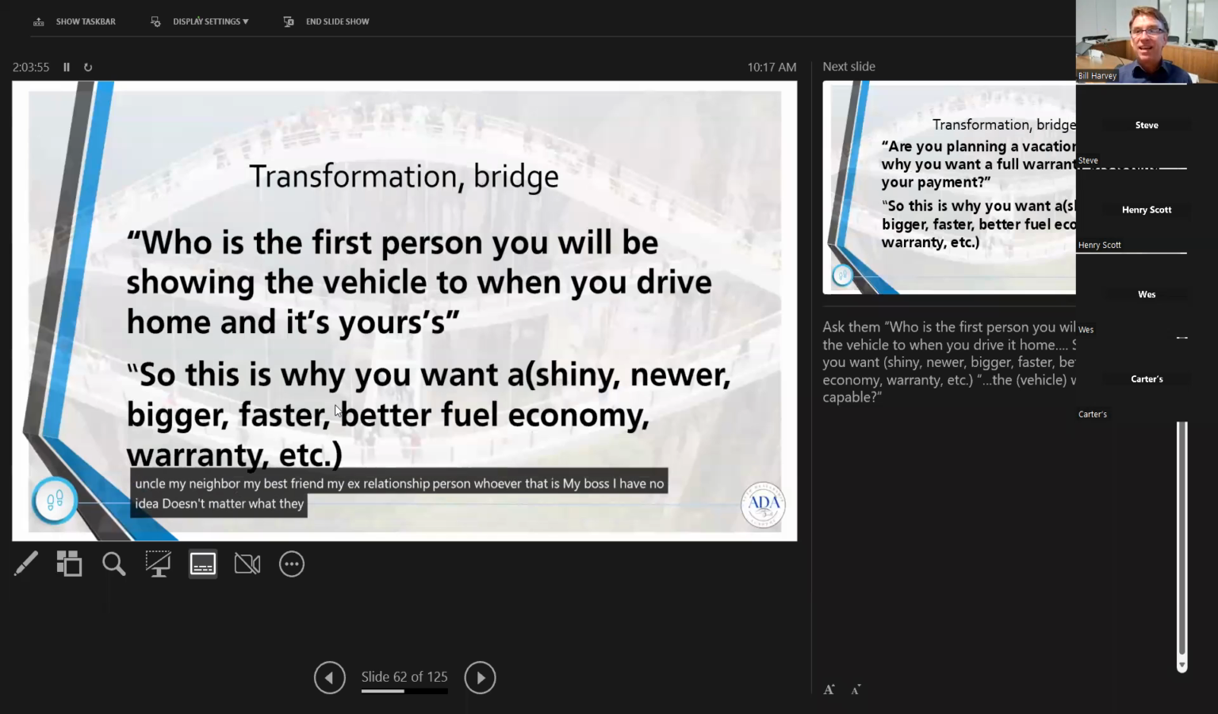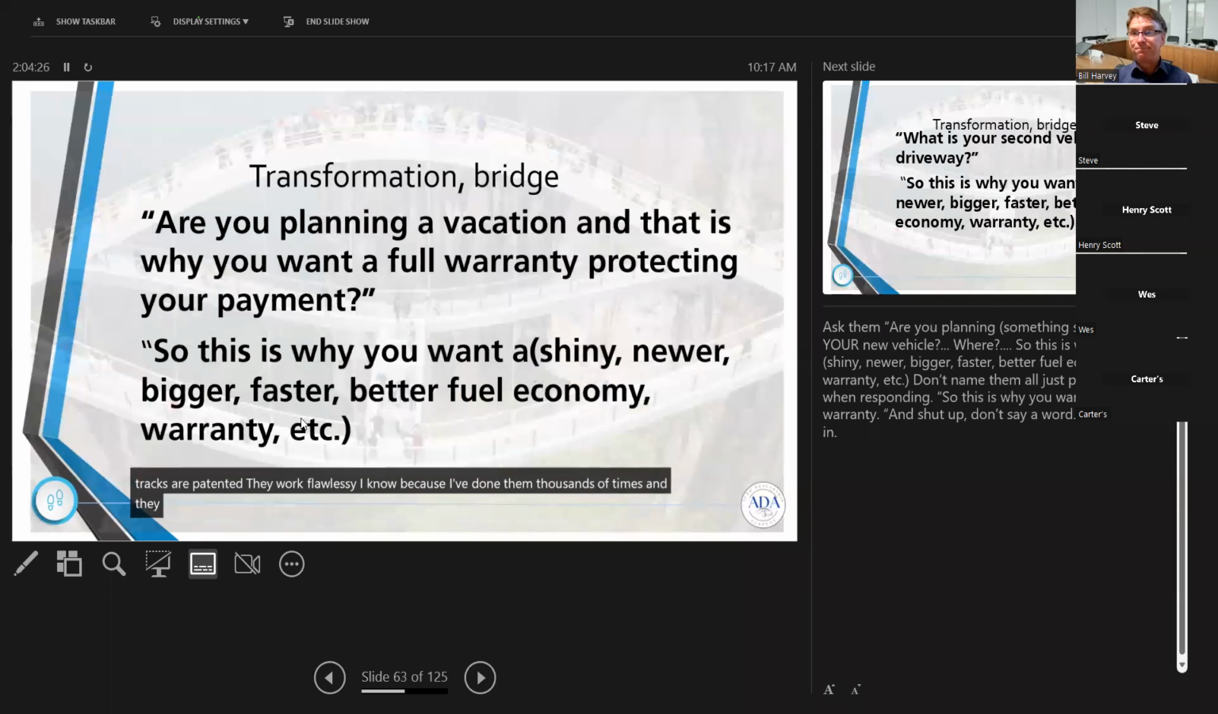Follow up with this. Oh, so that's why you want a shiny, faster, bigger, more fuel efficient automobile with a full factory warranty. This vehicle is capable of doing that, whatever it is. It doesn't matter what they say. I hope you really get that. These talk tracks are patented. They work flawlessly. I know because I've done them thousands of times and they work every single time.